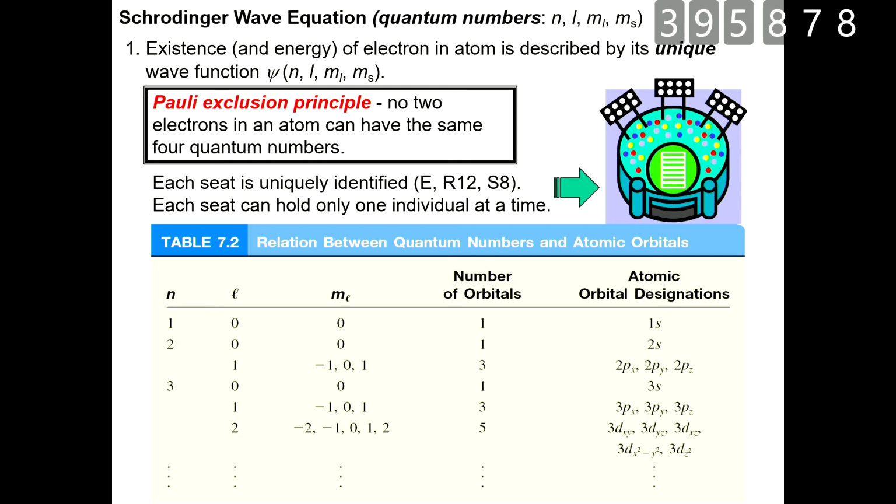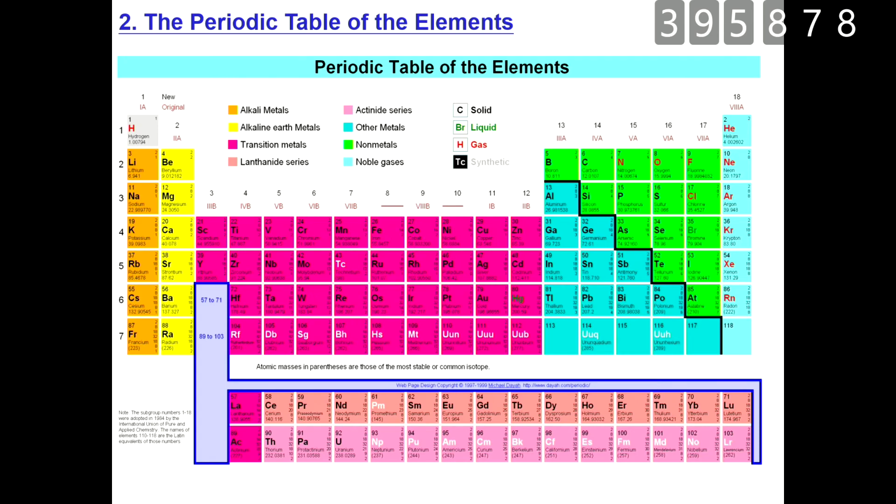Okay, and for example, n equals 3, so L can be 0, 1, 2, okay? And if it's 2, it can be these 5 ML numbers. So for this, it has 5 orbitals. 5 orbitals, okay? So this is about the N, L, ML, MS, the 4 quantum numbers.